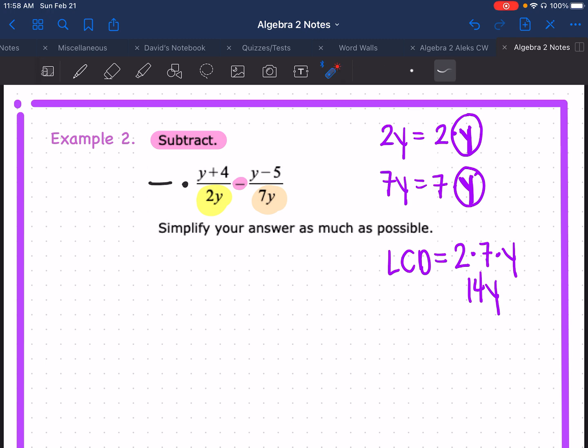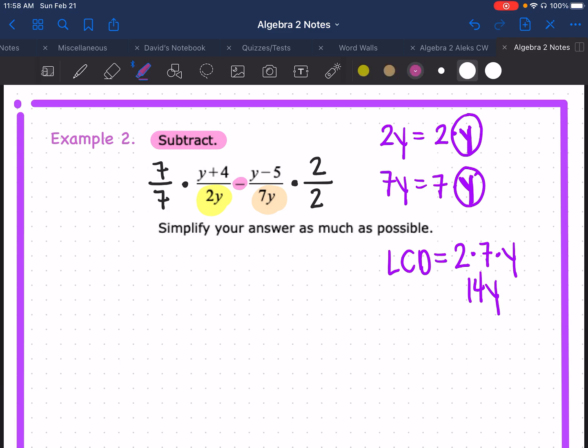All right, so take a look at the denominator. It has the 2, it has the y. I need to multiply by 7 to make it be 14y. So I'm going to multiply the bottom by 7, which means I multiply the top by 7. Let's take a look at the next one. I see 7y. So I have 7, I have y. I need to multiply by 2 to get the 14y. What I do to the bottom, I do to the top.